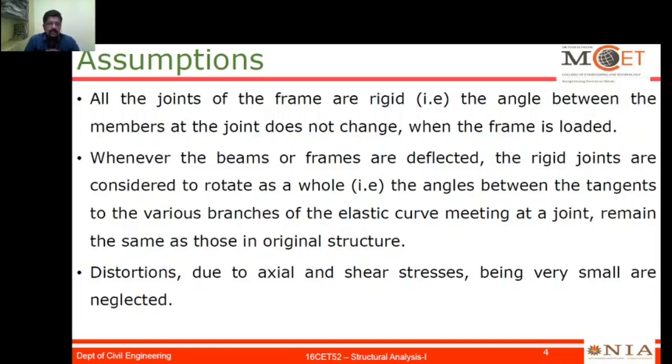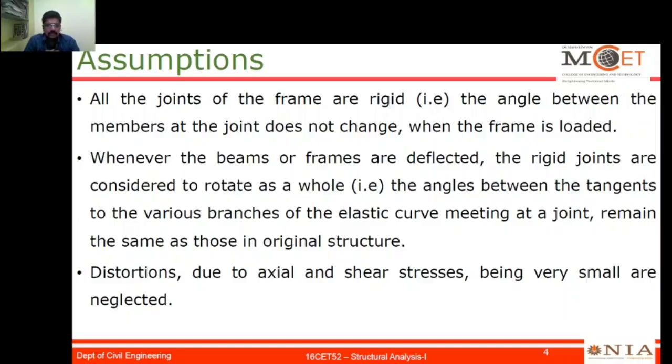Even after bending, it will maintain 90-degree. So the second assumption is, whenever the beams or frames are deflected, the rigid joints are considered to rotate as a whole. That is what I have explained. If it is 90-degree and it rotates like this, then also it will have a 90-degree angle. So distortions due to axial and shear stresses, being very small, are neglected.